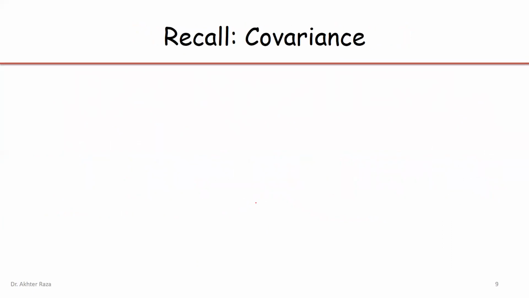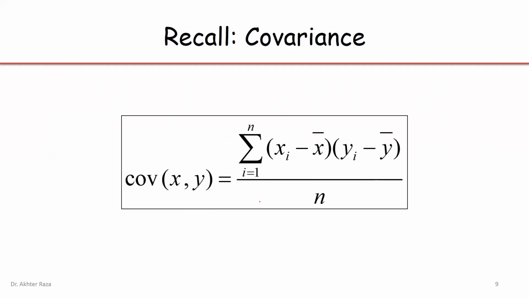Correlation is highly related to the covariance. So how is covariance computed? Covariance can be computed as the total of the product of x minus mean times y minus mean, divided by n. We can extend this formula with the formula of variance. The formula of variance is what? Summation of x minus mean whole square divided by n.